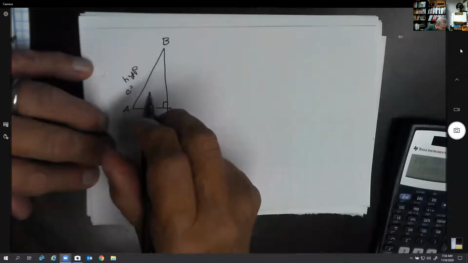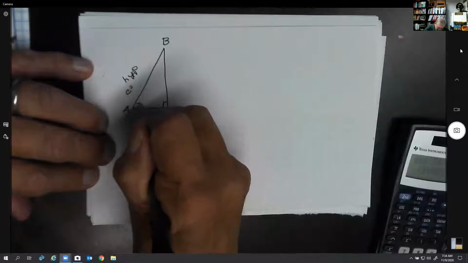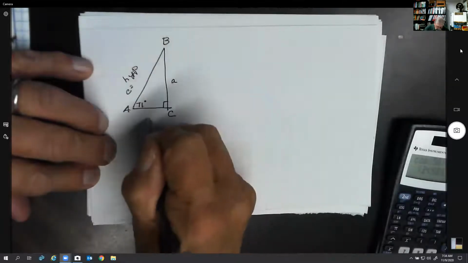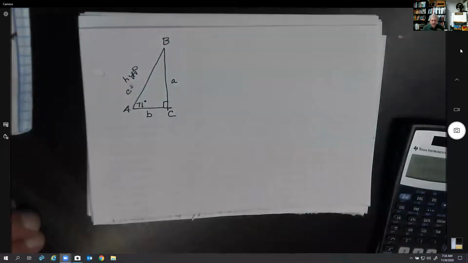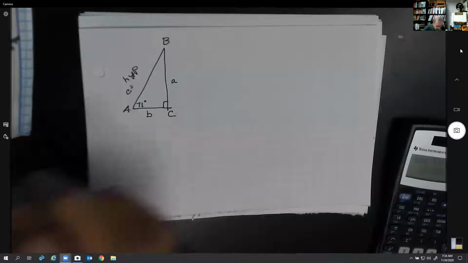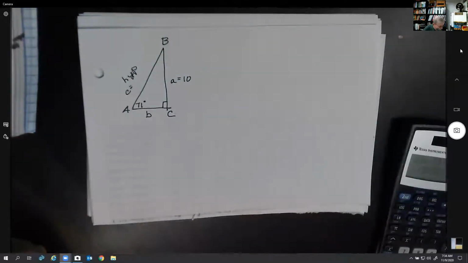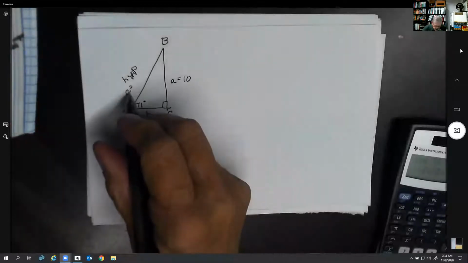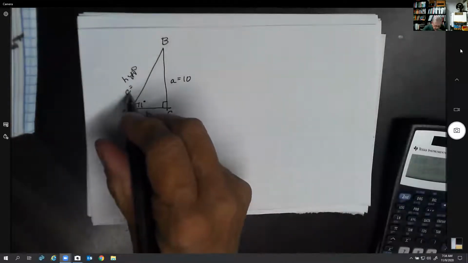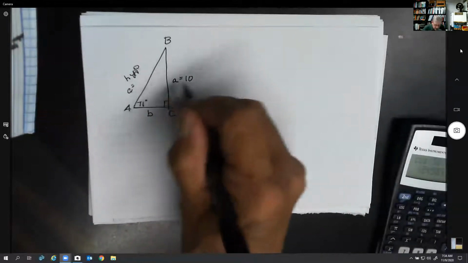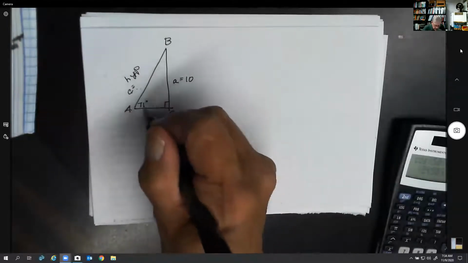And we know this is 71 degrees. What would this side be? This would be A. This would be B. Okay, so we got the drawing labeled. And we also know that this is 10. So it says find the length of the hypotenuse C. We're looking for C. We have an angle, but let's see, we're looking at basically the relationship of the sides.